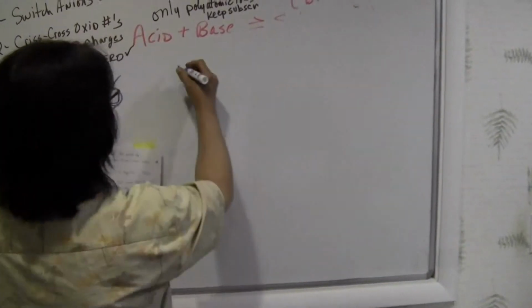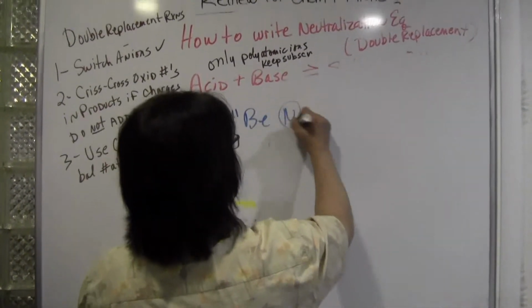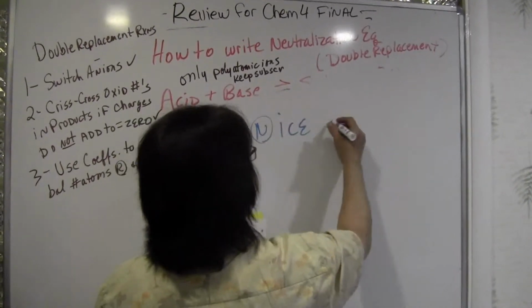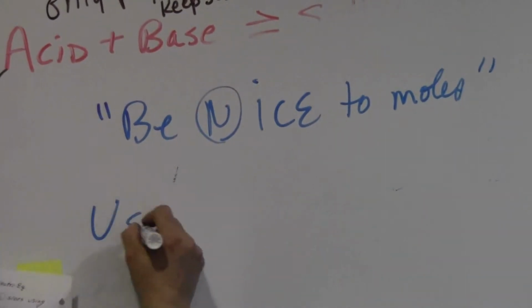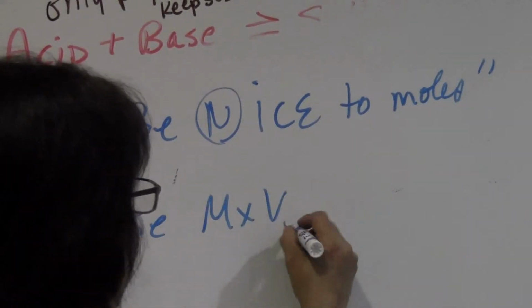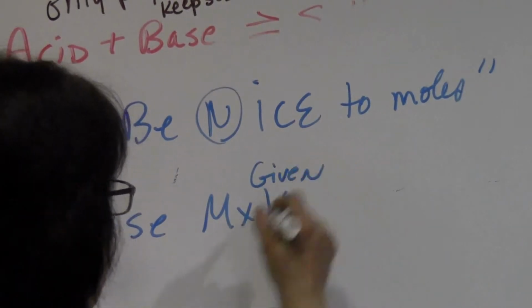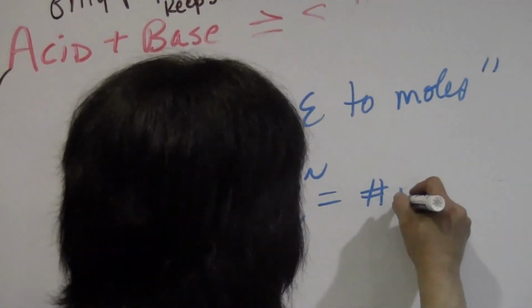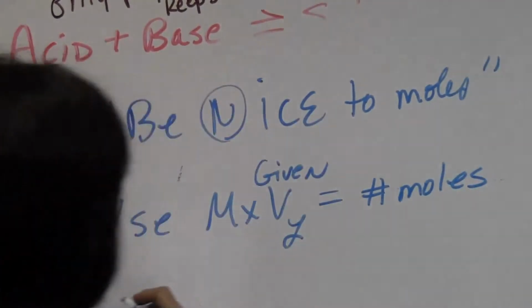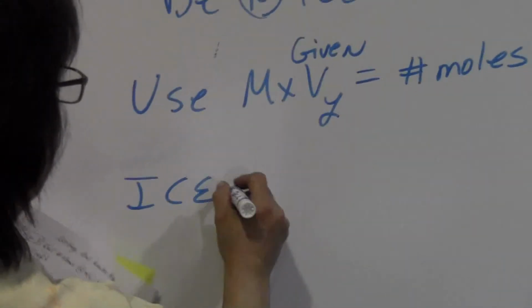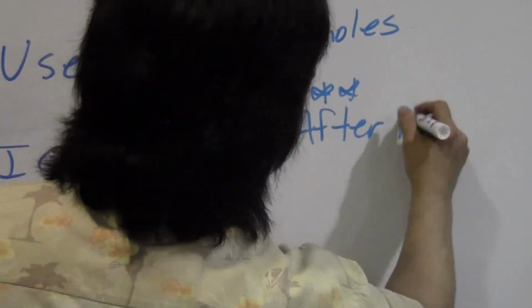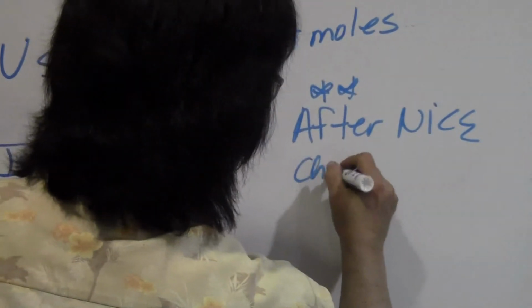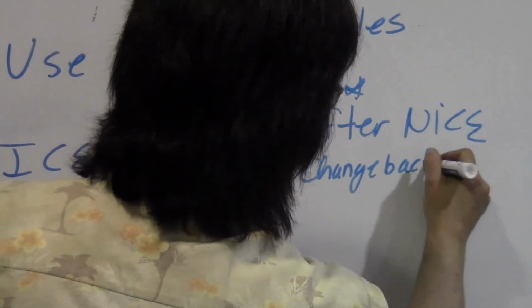One other thing with neutralization reactions, remember you have to be nice to the moles. So when you're doing a neutralization equilibrium chart, we need moles. You can use molarity times given volume to get number of moles. You're going to multiply them. Now, your ice chart is going to use moles, and this is where people make the mistake: after the ice chart, you have to change back to molarity.